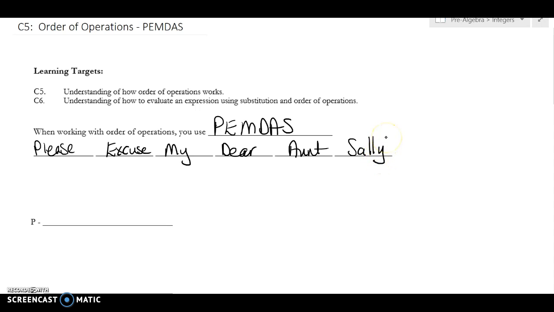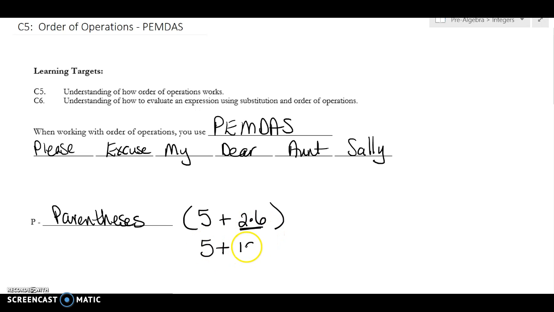Okay, so what we have to do is we have to always start with parentheses. And when I say P, that is parentheses. And parentheses, you work on what's inside. So if I have 5 plus 2 times 6, I follow order of operations inside. And so I'll do 5 plus 12. And then I'll follow order of operations inside, and I get 17. Okay, so when you have parentheses, you have to start on the inside.